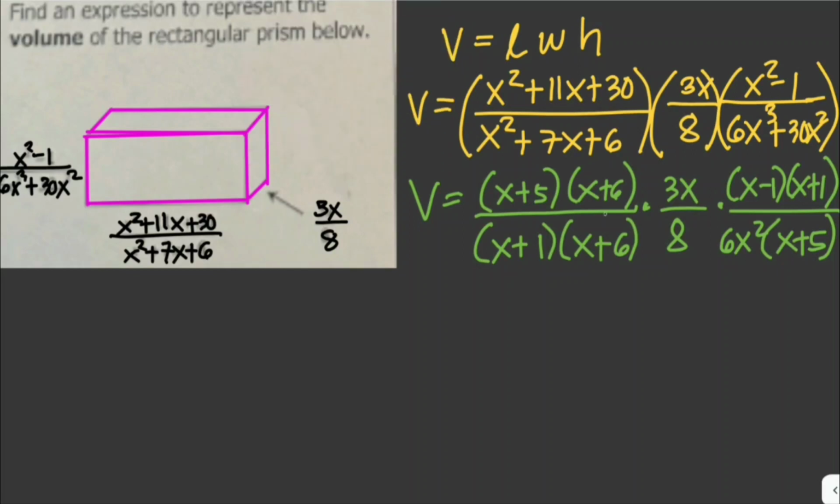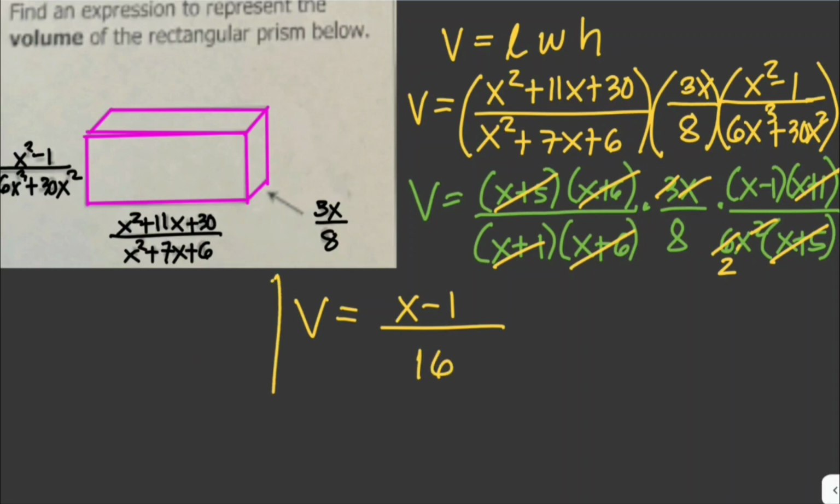Then we can cancel out x plus 6, x plus 5, x plus 1, then 3, because 6 is divisible by 3, so we have 2 here, and then x. And the volume will be equal to x minus 1 over 8 times 2. So 8 times 2 is 16. So this is now our volume.